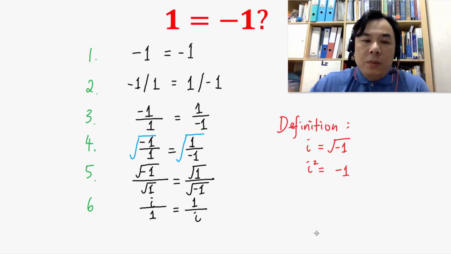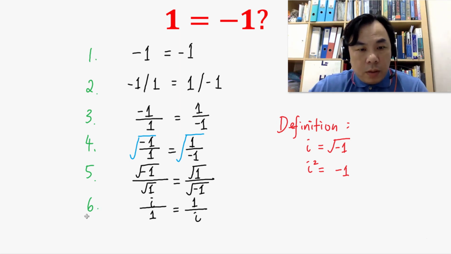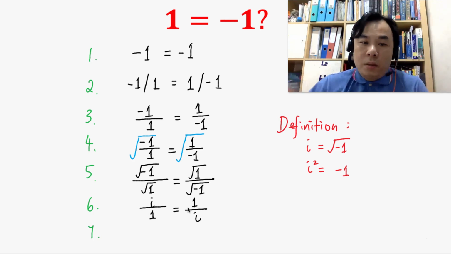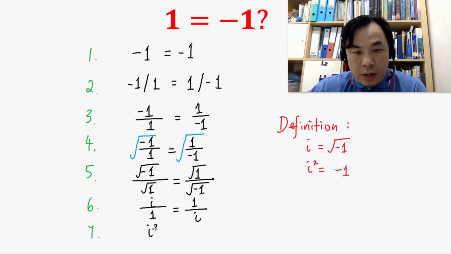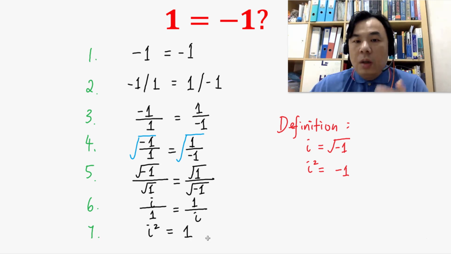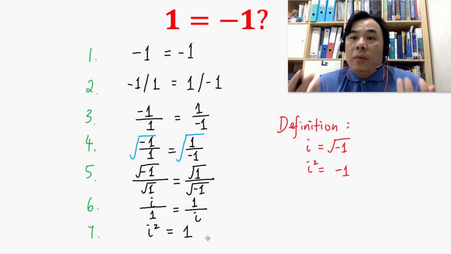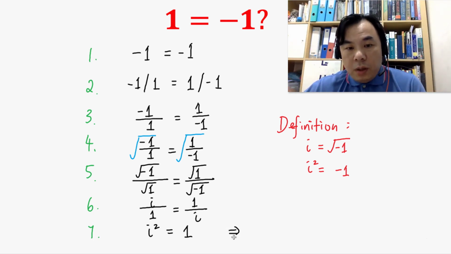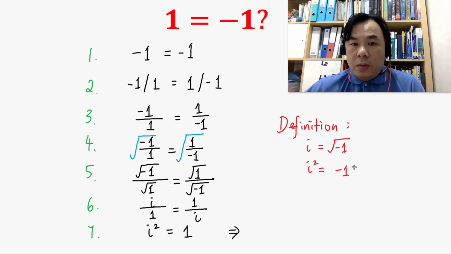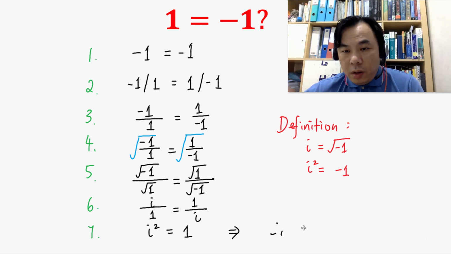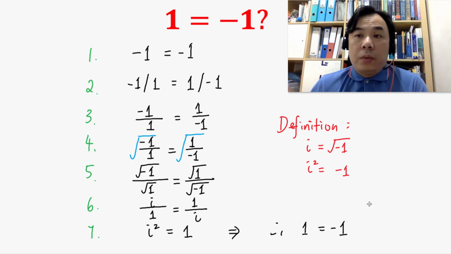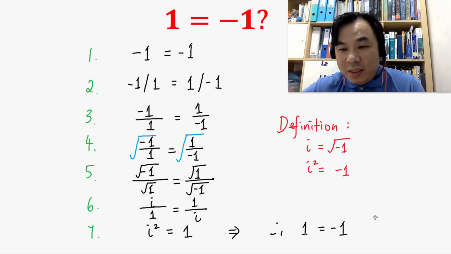And then from here itself, step number 7, I can cross multiply. Once I cross multiply, I will have i squared, because i multiplied by i is i squared, is equal to 1. And then we know that i squared by definition is -1. Therefore, I managed to prove that 1 is actually equal to -1. But of course, that is impossible in mathematics.